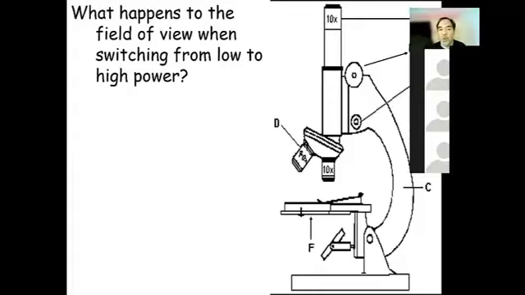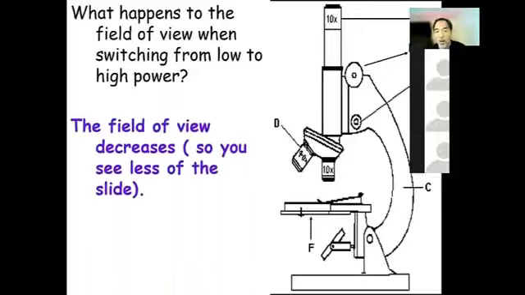So what happens to the field of view when switching from low to high? The field of view, okay? The field of view is the one you see on the circular view, okay? So what happens to the field of view from low to high power? The field of view decreases, okay? Remember, we measured the field of view from low power to high power. It started at 4 millimeter, then it becomes like 0.75 millimeter. The field of view decreases, so you see less of the slide, okay? From low to high power, the field of view decreases. You see less of the slide, but you magnify the specimen.